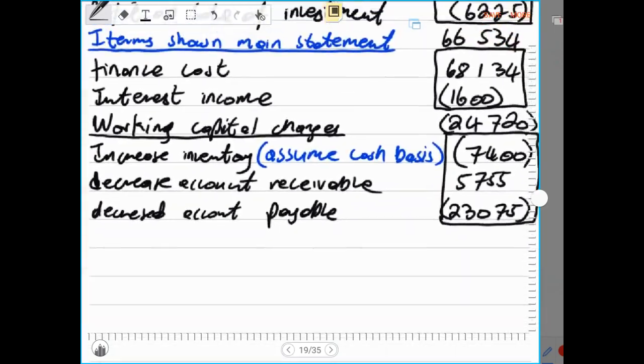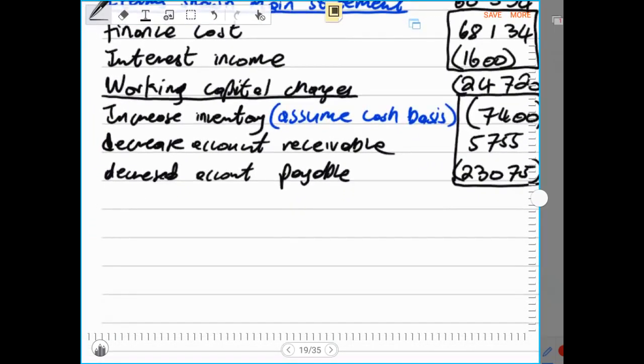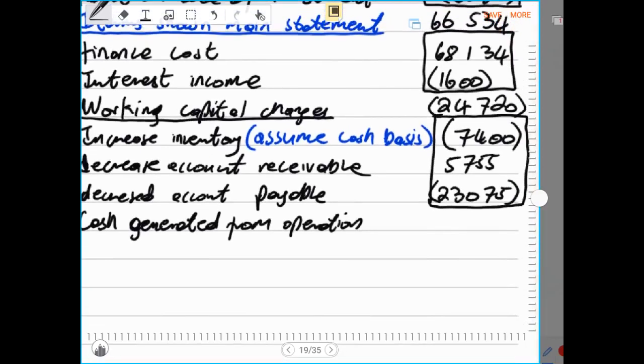Therefore, now we have to calculate the total, and the total is cash generated from operation. So in this case, for inventory, money went out, it was not generated. For account receivables, we generated some money. For account payables, money went out. Therefore, now we recorded all those.